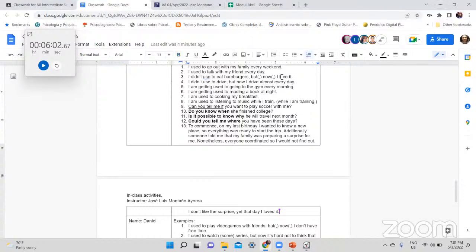To commence, on my last birthday, I wanted to know a new place, so everything was ready to start the trip. Additionally, someone told me that my family was preparing a surprise for me. Nonetheless, everyone coordinated, so I would not find out. I don't like surprises, yet that day I loved it.